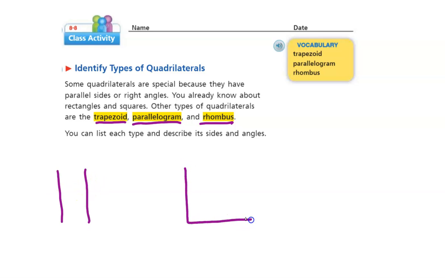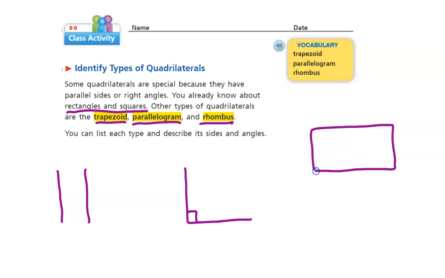And a right angle is that perfect 90-degree square corner where if you were to use a protractor, you would measure 90 degrees. If you were to use a little scrap piece of paper, it would also be exactly 90 degrees. And then it says you already know about rectangles and squares, but let's just remind ourselves.